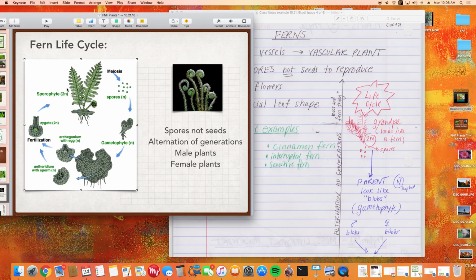Because what I wanted you to understand was something called alternation of generations, okay? So remember, ferns reproduce by spores, not seeds. And there is an article about the differences in your email. They have alternation of generations. So there's male plants and female plants, okay? So we talked about grandpa fern, okay? Grandpa fern is right here, and grandpa fern is diploid, which means that grandpa fern has a genetic component from the male and from the female.